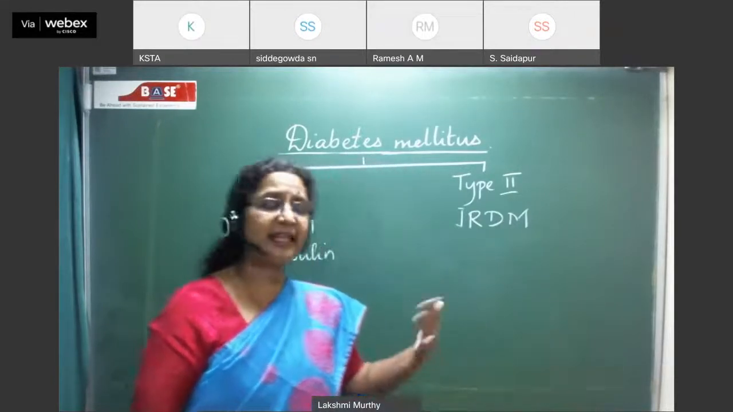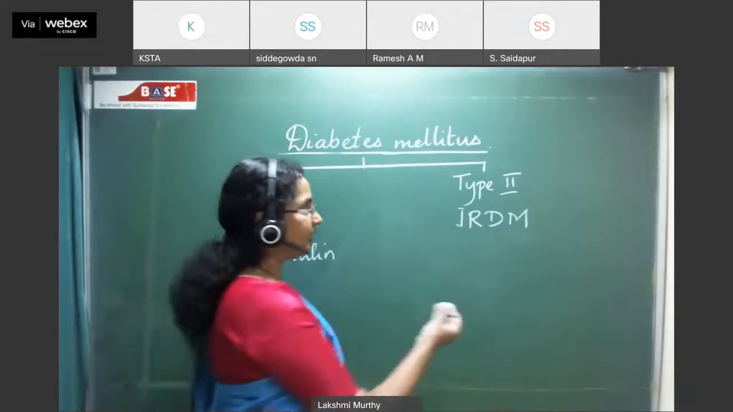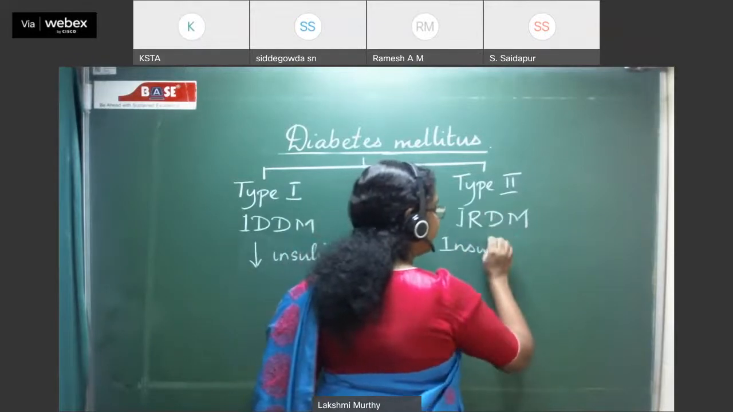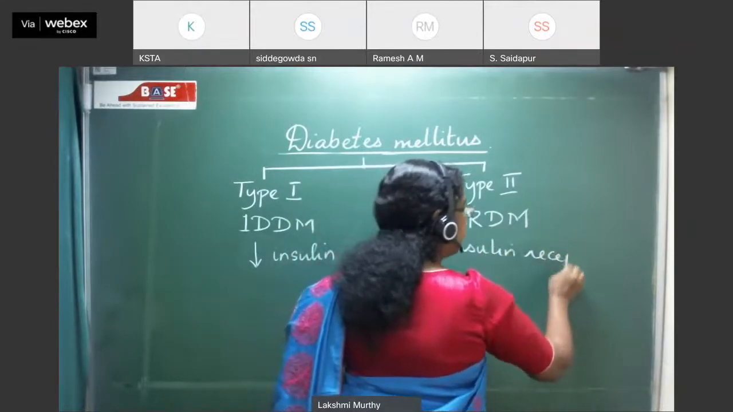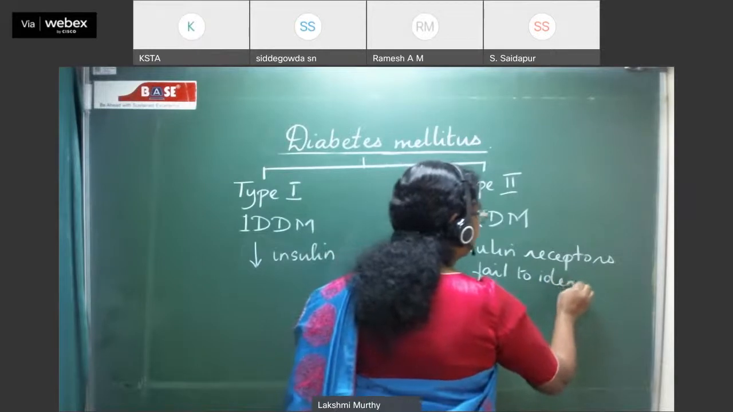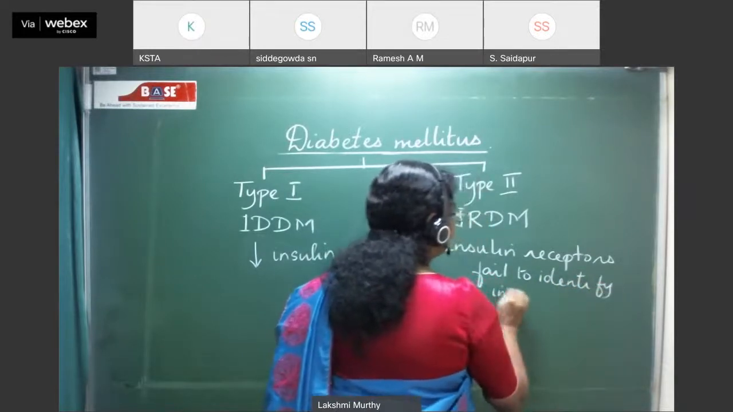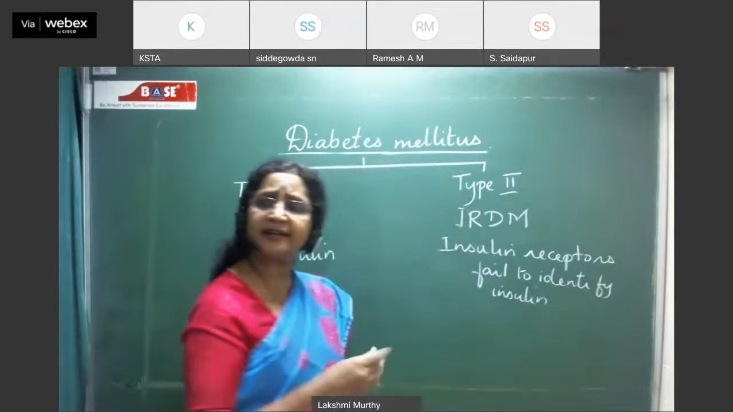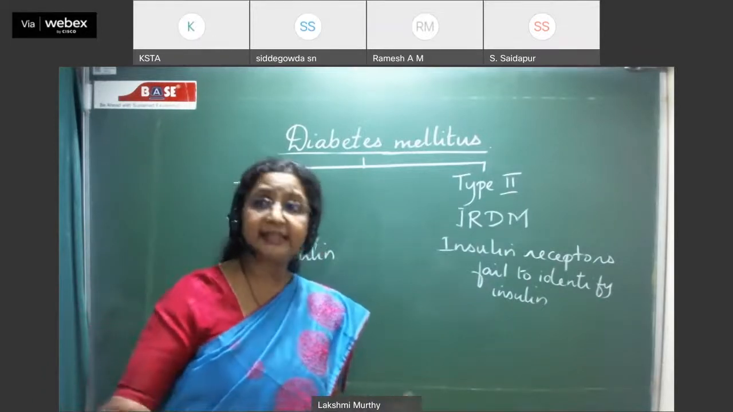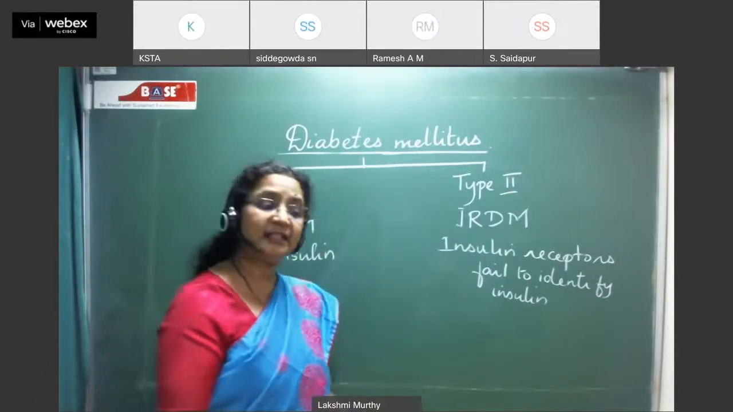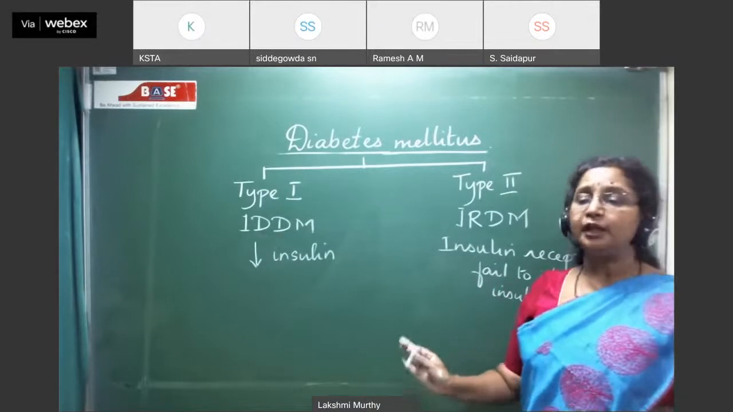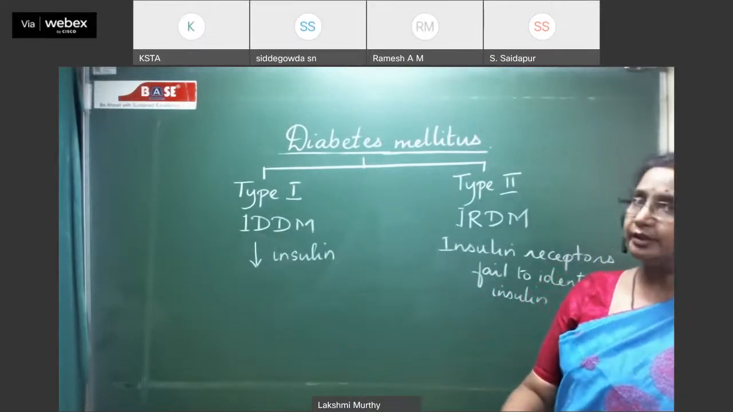So basically in insulin resistant diabetes mellitus, the insulin receptors fail to identify insulin. They are going to fail to identify insulin. Failure, or resist insulin, as we say. So there is that resistance, as if the insulin is not there. So what happens as a result when insulin is unable to bind successfully to the receptors because of this failure? Glucose cannot be transported into the cell.